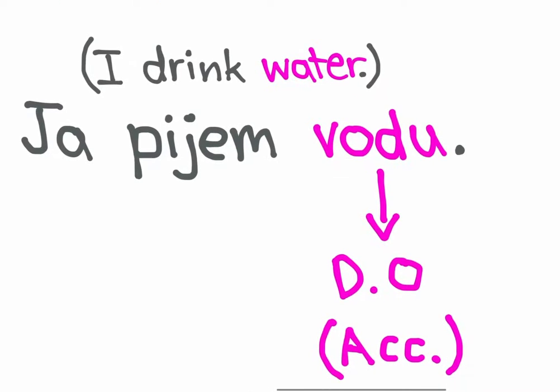Now, we will look at the second example, which is the accusative case. Ja pijem vodu. This means I drink water. Here, the water is the direct object because it is being drunk.